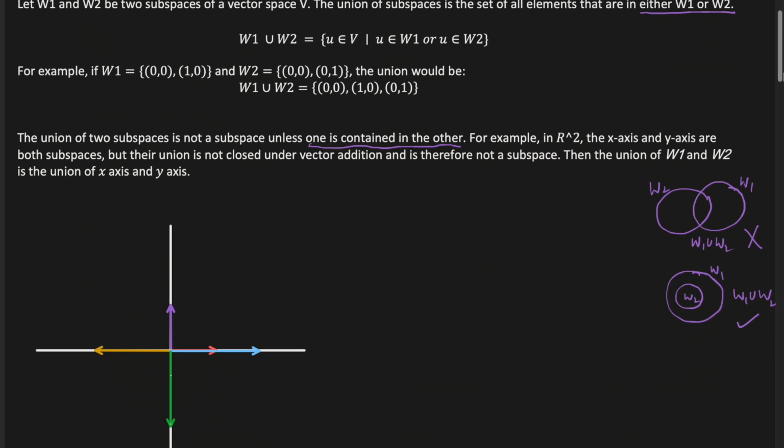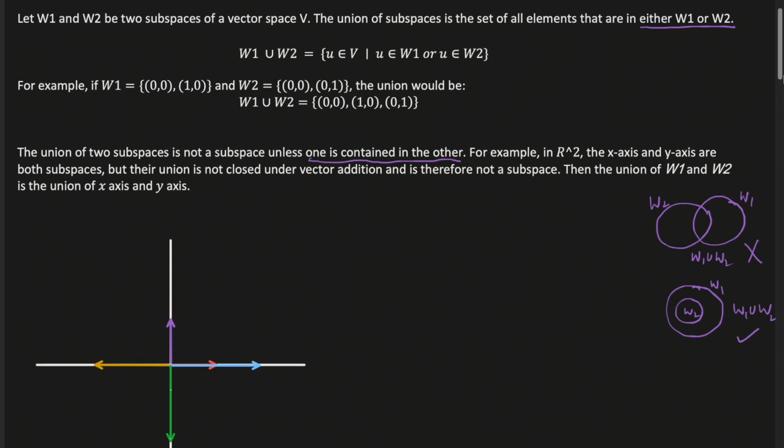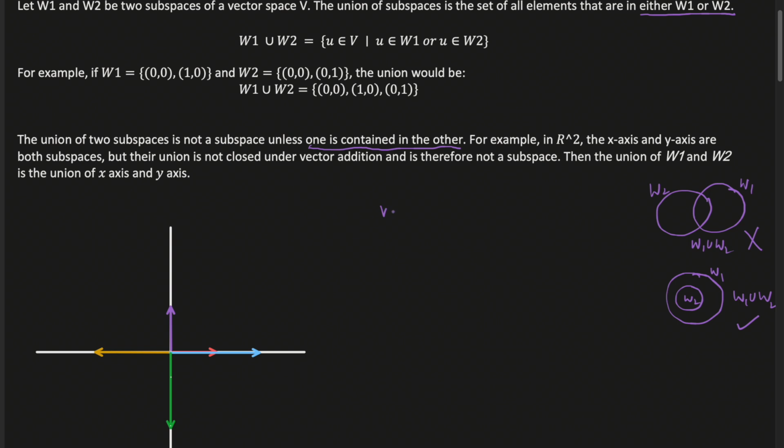Here we are given one example. Suppose the input vector space V is R2, that is the xy plane. Let us suppose the first subspace W1 is the x-axis. We know that any line passing through the origin is a valid subspace, right? And suppose the W2 subspace is the y-axis. Now we will see that W1 and W2 are both subspaces of V, but their union W1 union W2 is not a subspace.